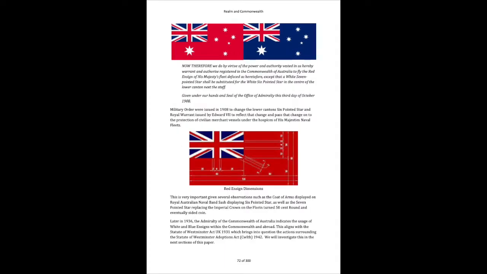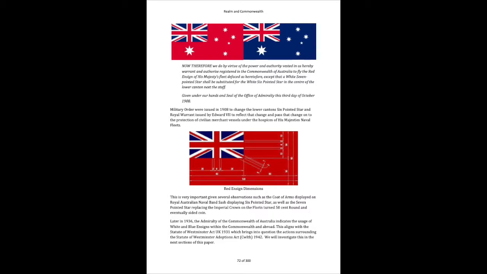Now, therefore, we do by virtue of the power and authority vested in us hereby warrant and authorise, registered in the Commonwealth of Australia, to fly the red ensign of His Majesty's fleet, defaced as heretofore, except that the white 7-pointed star shall be substituted for the white 6-pointed star in the centre of the lower canton next the staff. Given under our hands and the seal of the Office of Admiralty this 3rd day of October 1908.